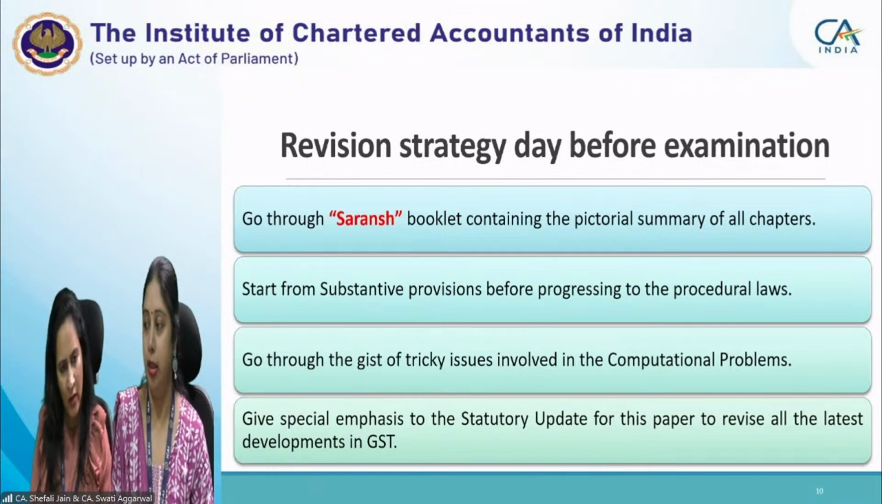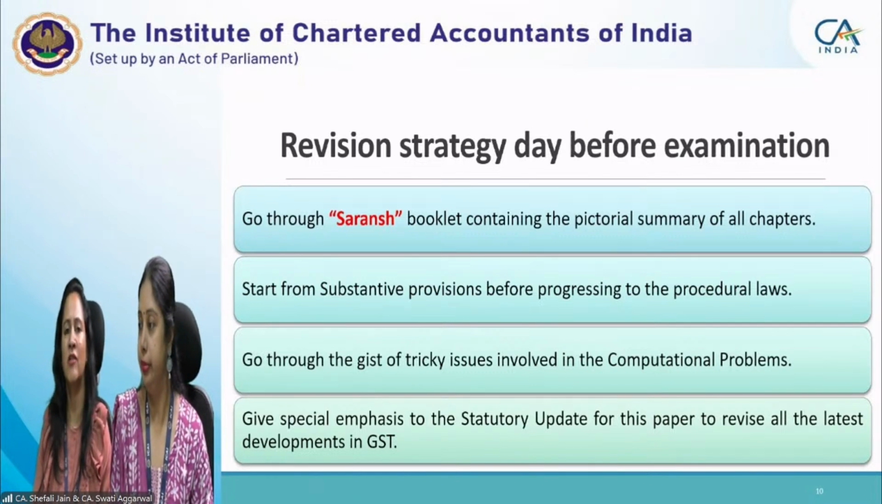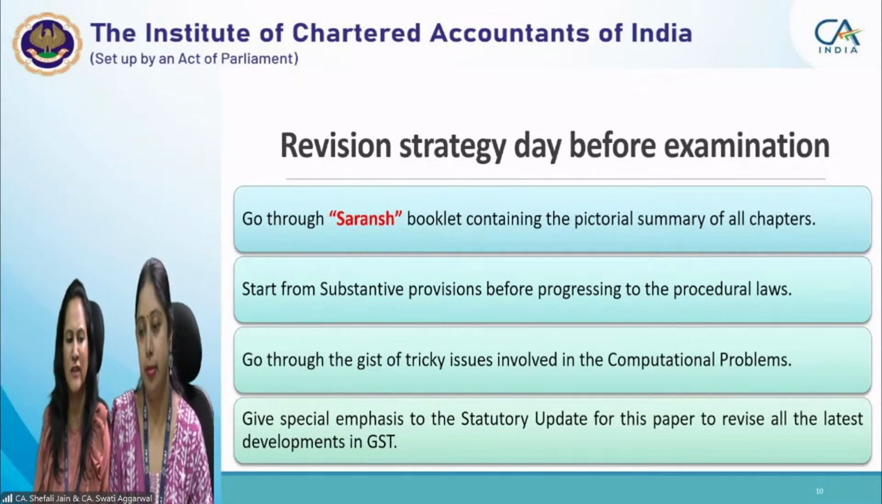Yes. Then when we talk about the revision strategy, we always advise students to start from the substantive provisions before progressing to the procedural law, because substantive provisions form the backbone of the GST law.